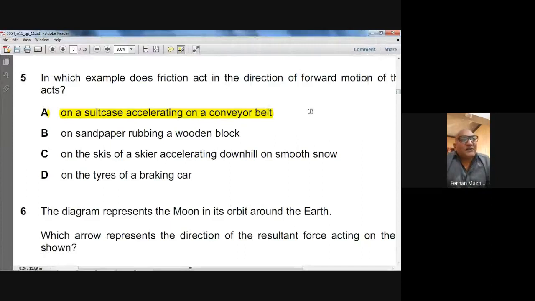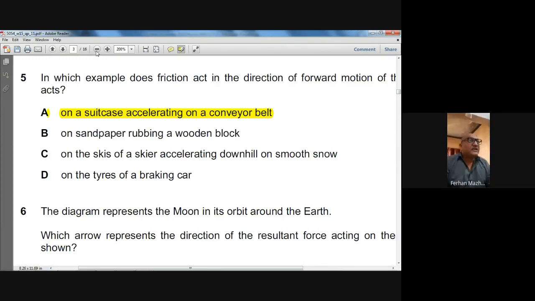On a sandpaper rubbing a wooden block, when you rub a sandpaper on a wooden block, the direction of the friction will be opposite to your stroke, or opposite to whatever direction the sandpaper will be moving. On the skis of a skier accelerating down the hill, if the skier is coming downward, the friction will be opposite to his motion. On the tires of the braking car, if the tires are jammed and the brakes have already been applied, the friction is opposite to the motion of the car. So A is the right choice. Question number 5, A is the right choice.